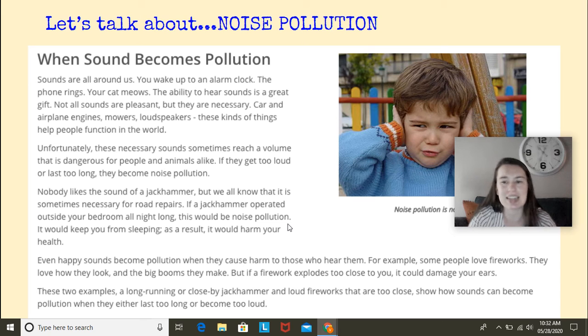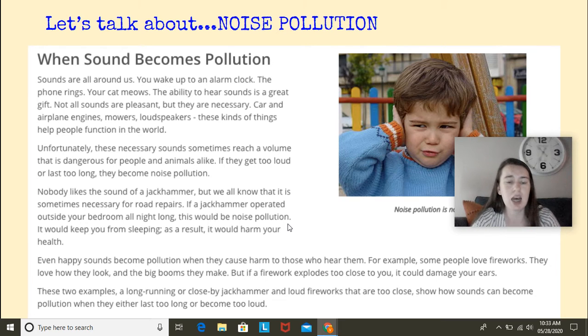So nobody really likes the sound of a jackhammer. Have you ever seen those on construction sites? It's where they bust up the concrete. It's super loud. But we all know that it's sometimes necessary for road repairs. So if a jackhammer operated outside of your bedroom all night long, this would be noise pollution. It would keep you from sleeping. And as a result, it would harm your health because we all need sleep to survive.